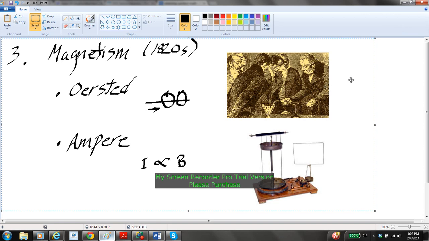When you have a current flow, you're going to have a magnetic field developed, and it develops in circles around the current going through a wire, and the field goes in circular motions around that wire. Ampere, around 1827, did extensive work and study and came up with elaborate equations for the relationship between current and the magnetic field.